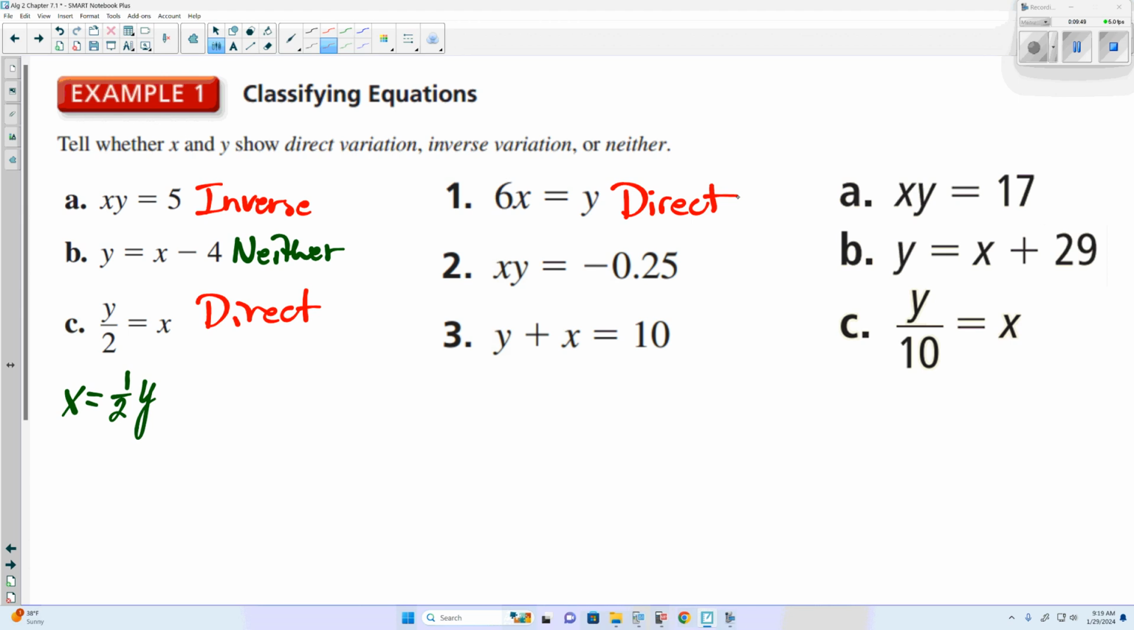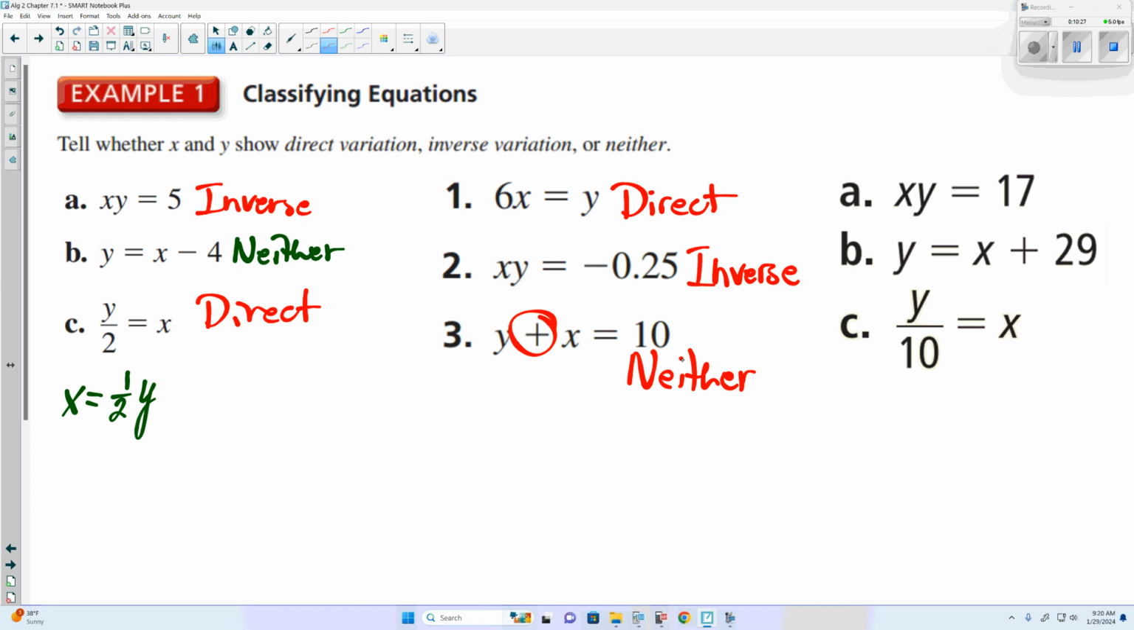Number 2, x times y is equal to negative 0.25. Inverse, our x times y equals a. A in our case is negative 0.25. Number 3, addition tells us it is neither. Questions on these here? We good with the first 6? Your focus on that.